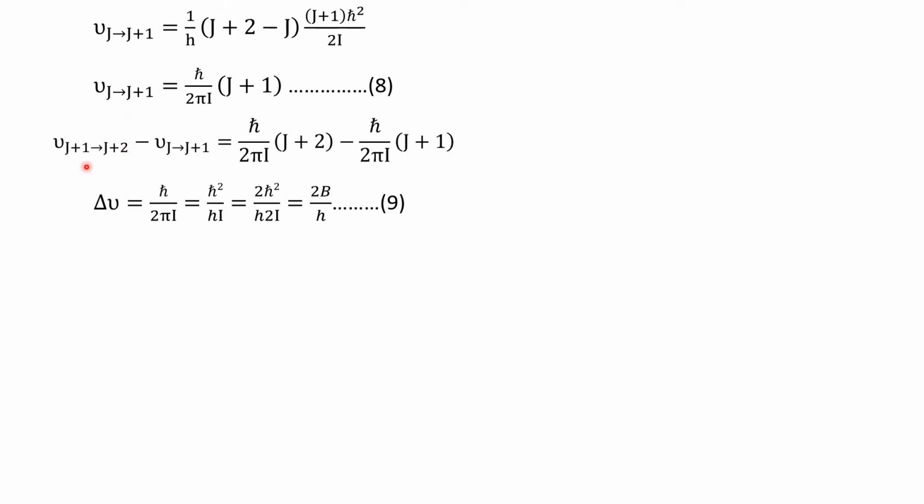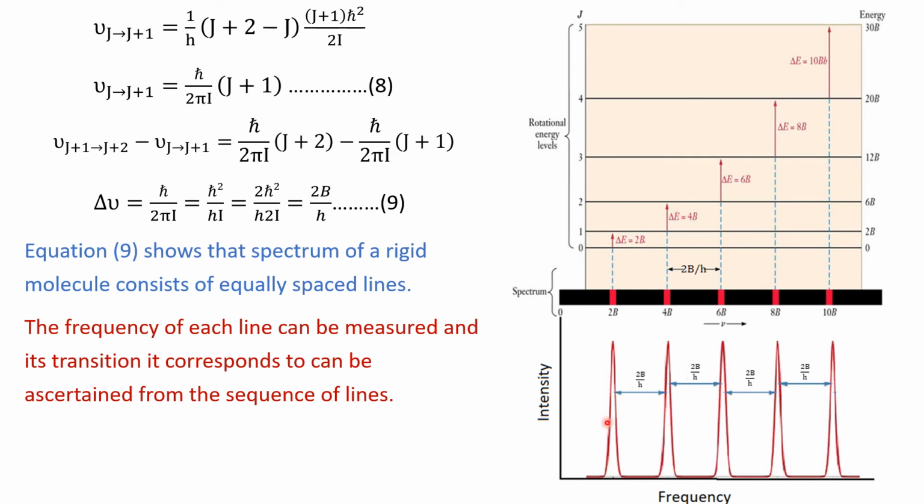Similarly, we can have the difference of frequency between the two photons, when in one there is a transition from J plus 1 to J plus 2, and in the other we have transition from J to J plus 1. So it means that the frequency lines are equally spaced. They are independent of the value of J. Here you see that there are different frequencies, exactly separated by the same value, and that is equal to 2B divided by h squared.